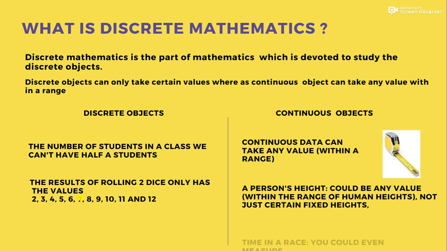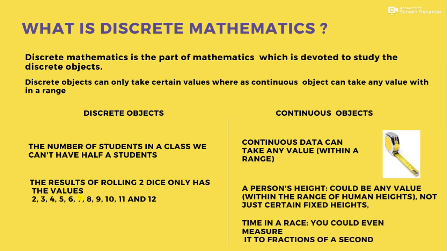Another example of continuous value is the time in a race. In a race, one player could finish the race in fractions of a second. For example, one player may take 3.2 seconds to finish a race, another player may take 3.222 seconds. So these are the continuous values. So continuous objects are those objects which can take any value within a range, and the discrete objects are those objects which can take certain values.